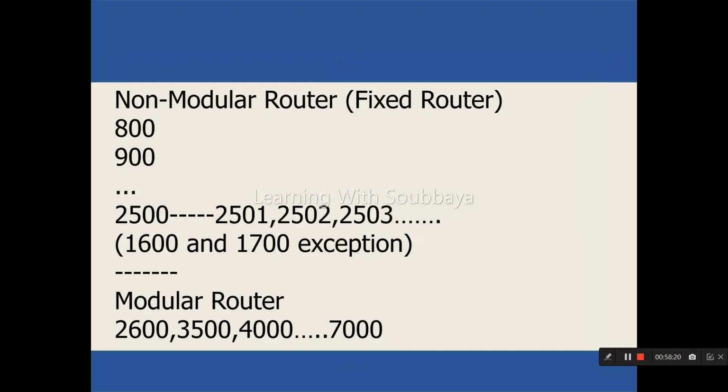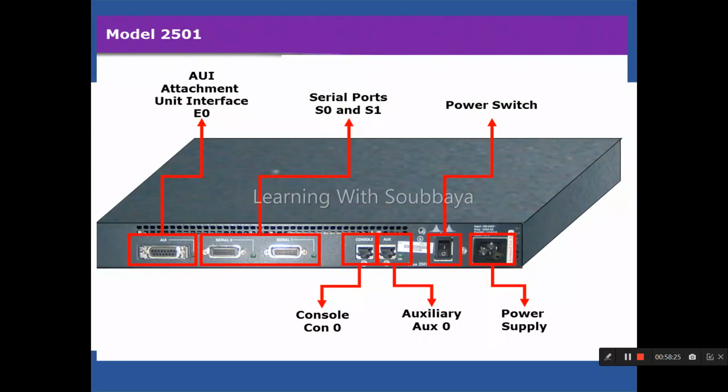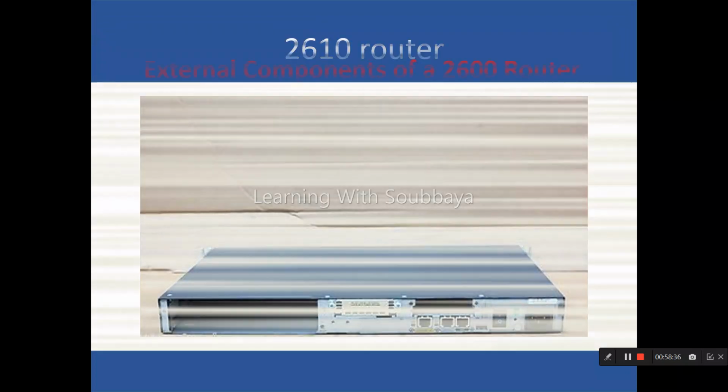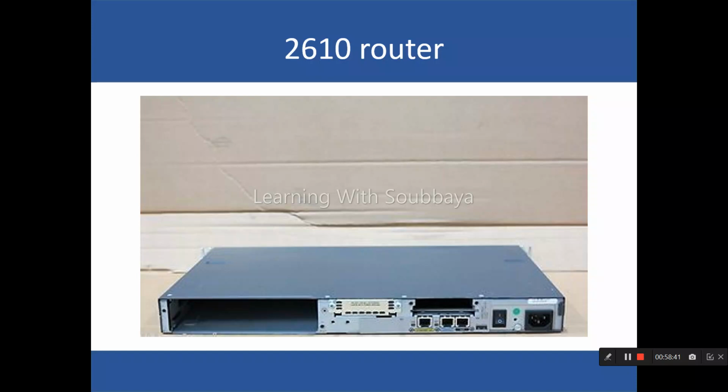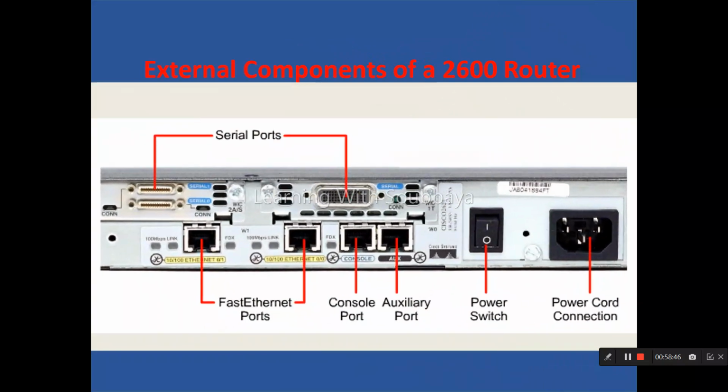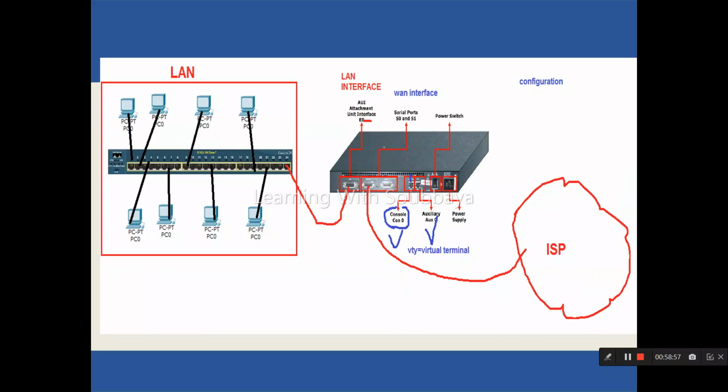There are different models available: 800 series, 900 series, 2500 series. These are the components available in the router. In the 2501 model, we have the serial port, console port, auxiliary, and power supply available. This model is the 2600 model, which is a modular router, where we can replace the components. External components include power supply, auxiliary port, console port, and Fast Ethernet. This is the way we connected the router.